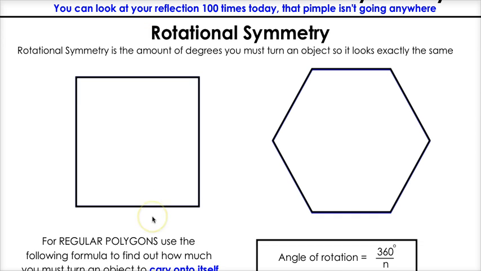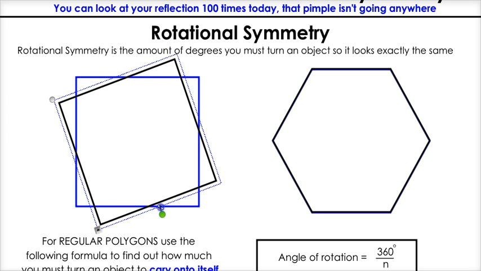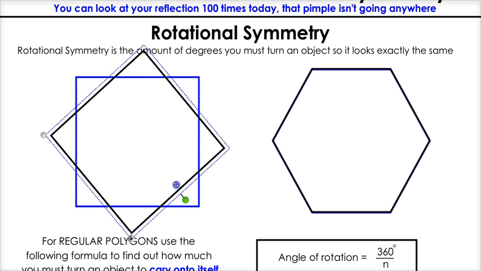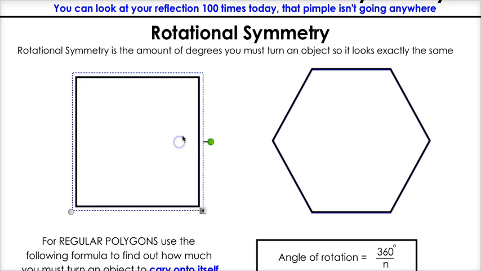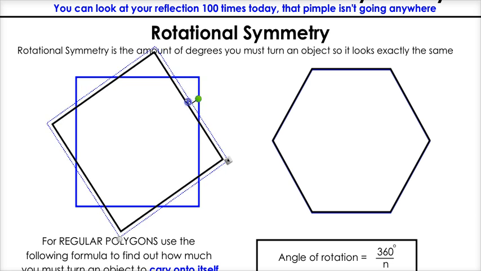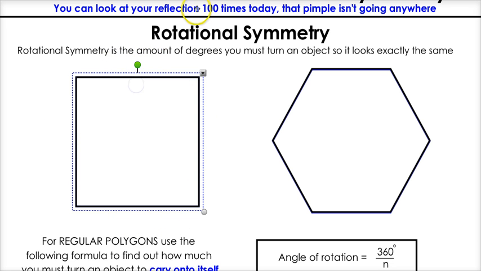What is rotational symmetry? Rotational symmetry is the amount of degrees you must turn an object so it looks exactly the same. So in our first example, we have a square here, and let's say I'm trying to figure out, does this have rotational symmetry? Can I turn it and make it look exactly the same? Well, let's try. So if I turn this, you'll see here, I start here, and if I just turn it a full 90 degrees, this square looks exactly the same. It goes right on top of itself. If I turn it another 90 degrees, it goes right on top of itself. So this does have rotational symmetry, and it's rotational symmetry of 90 degrees.